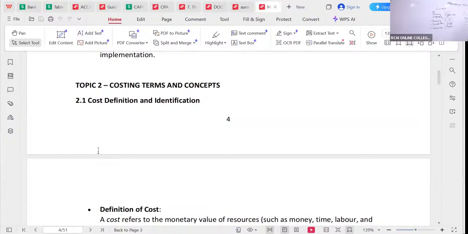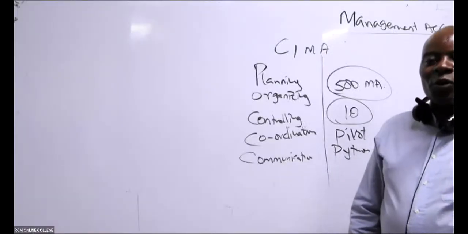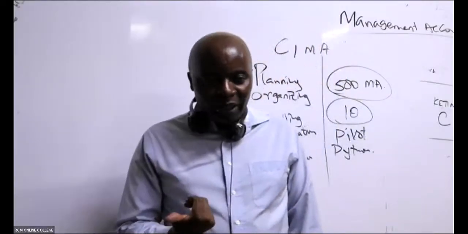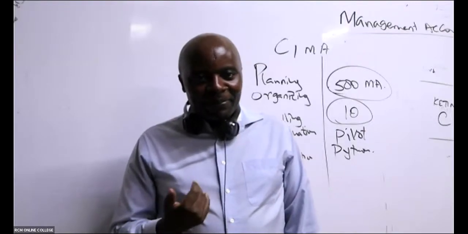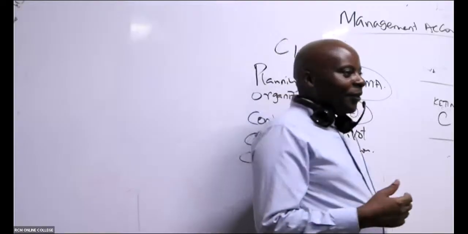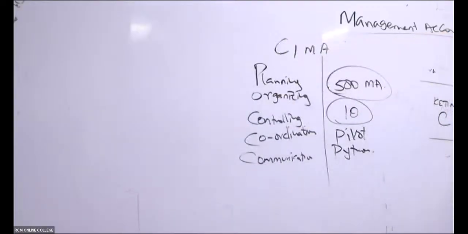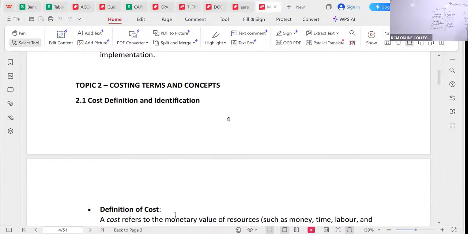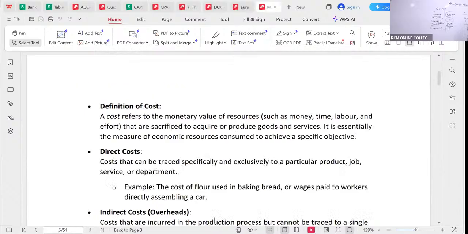So topic number 2, costing terms and concepts. Ladies and gentlemen, what is a cost? We have said so much about this cost. When you say that it's going to cost you, for example, 100 shillings to reach home today, you're buying a service. Of course, this will be the resources you are sacrificing to acquire a product or a service. This could be in terms of money. A cost refers to the monetary value of resources such as money, time, labor, etc., that are sacrificed to acquire or produce goods and services. It is essentially the measure of economic resources consumed to achieve a specific objective.